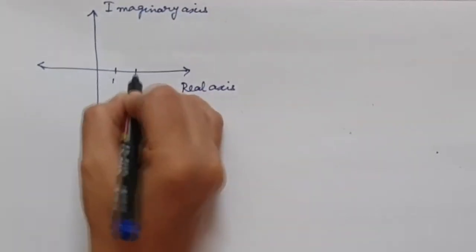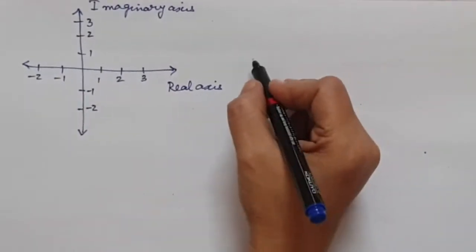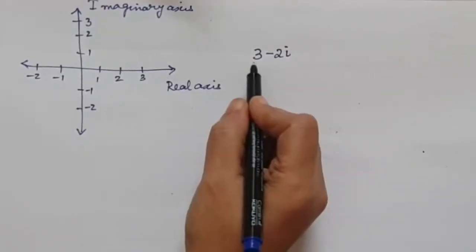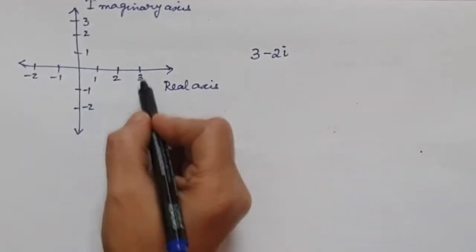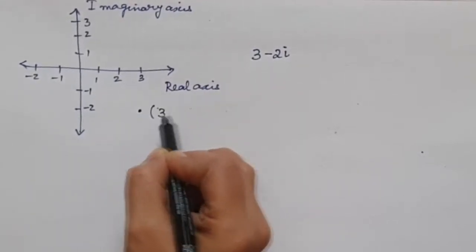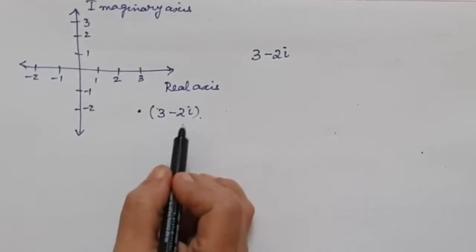The points are plotted the same way as we do for a coordinate axis. Suppose we need to mark the point 3 minus 2i. That means on the real axis it's 3 and the imaginary part is minus 2. So it is 3 and negative 2. So this is over here. This point is 3 minus 2i. This is the complex number that we have plotted.